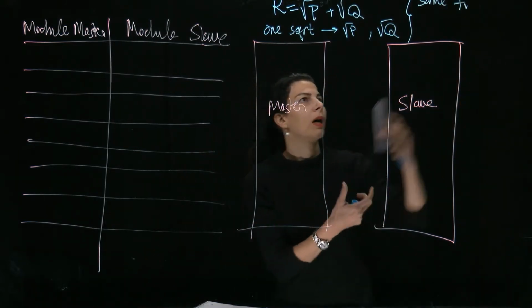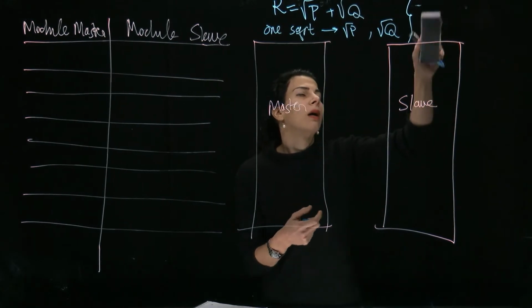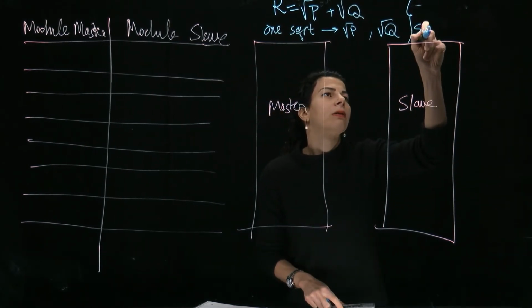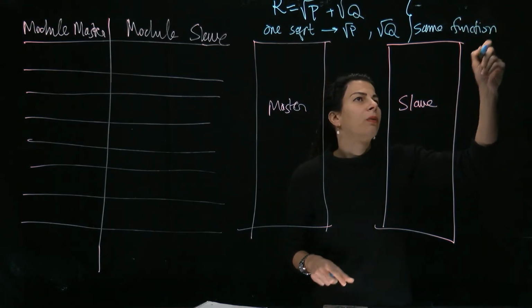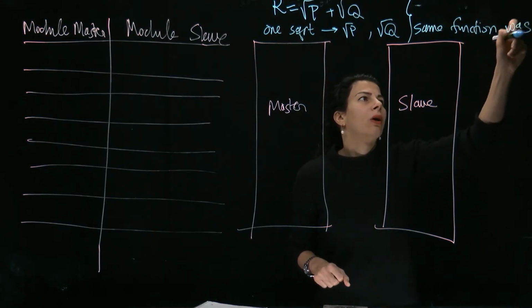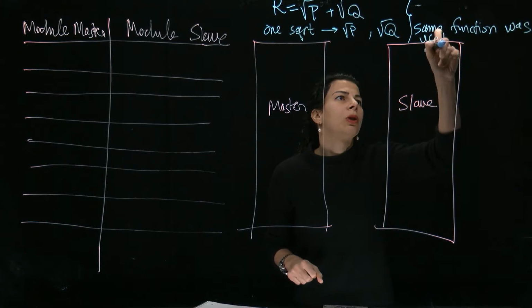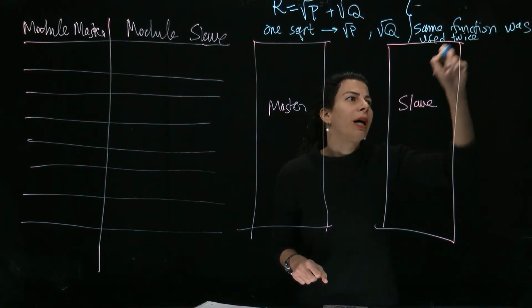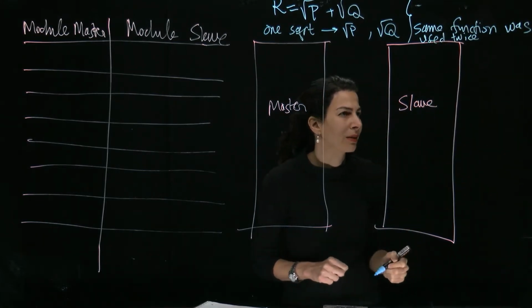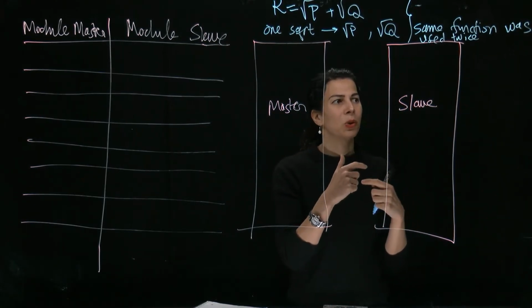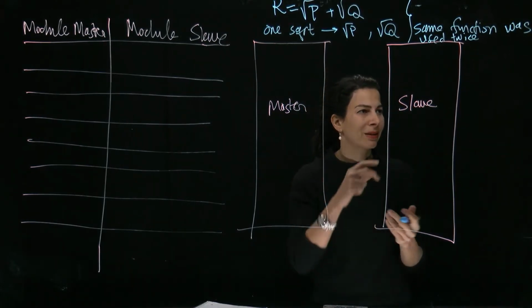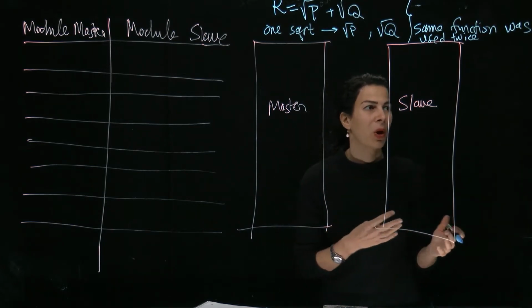So basically the same function was used twice, but kind of time multiplexing, so we didn't have two instances of the same module. The same instance was used, and we just passed the variables through the same hardware.